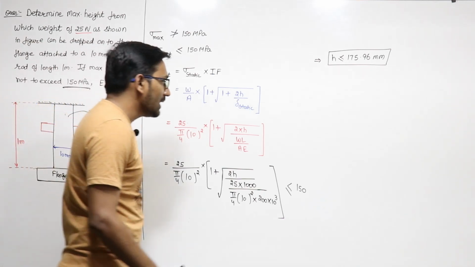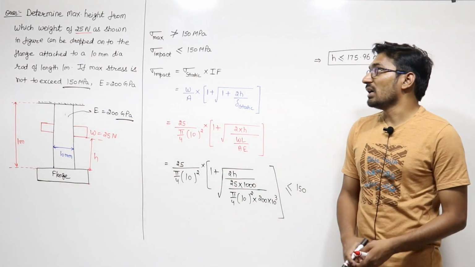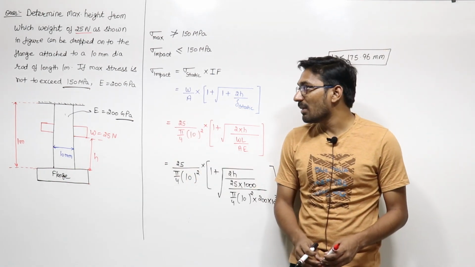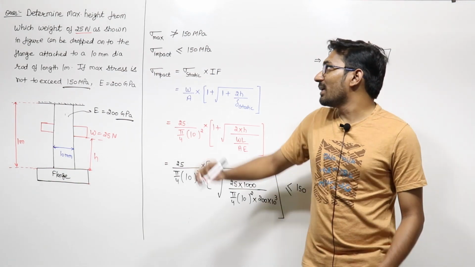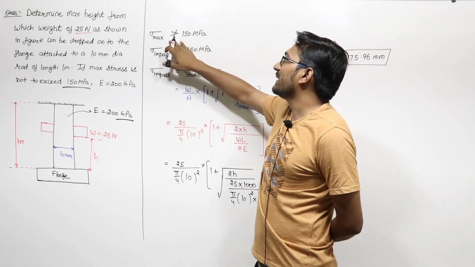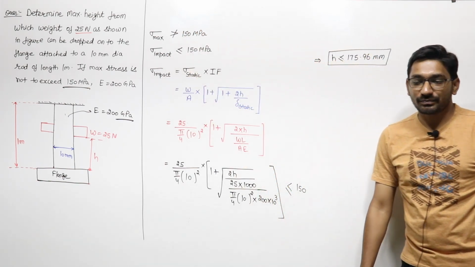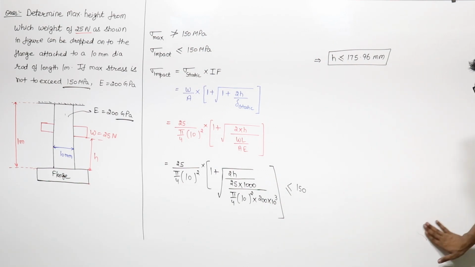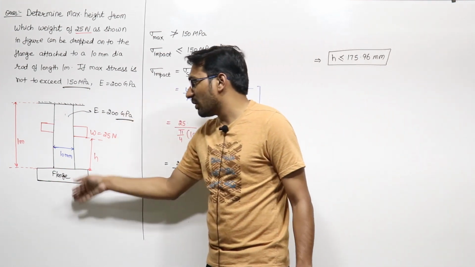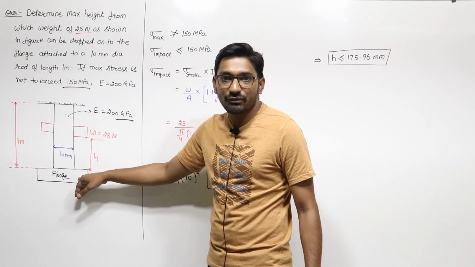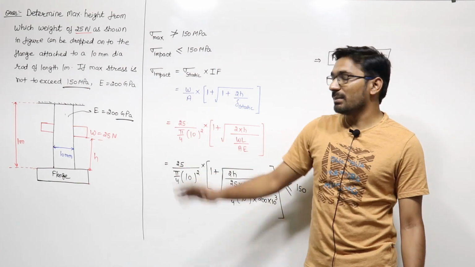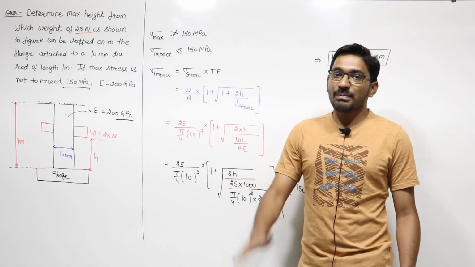We have to solve for the maximum height so that the stress cannot exceed 150 megapascal. That means the maximum stress induced in the bar should not be greater than 150 megapascal. When this weight is dropped from some height h and strikes the flange, it exerts an impact loading on the flange and the bar.